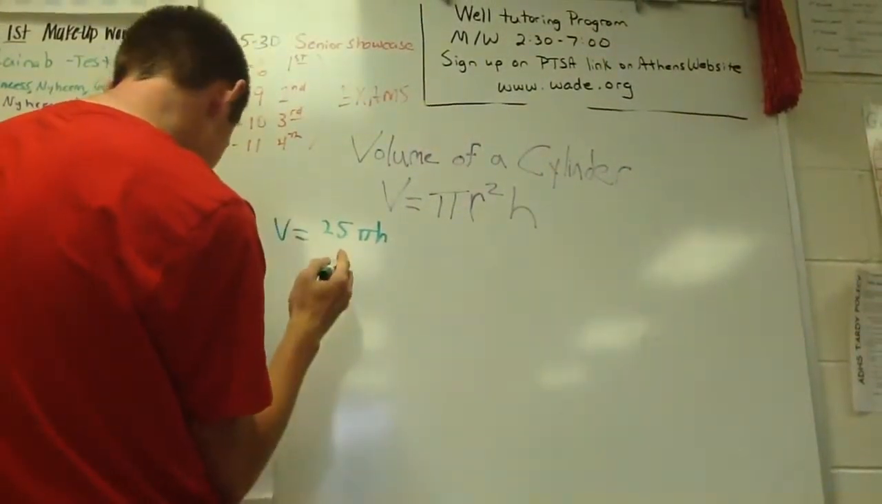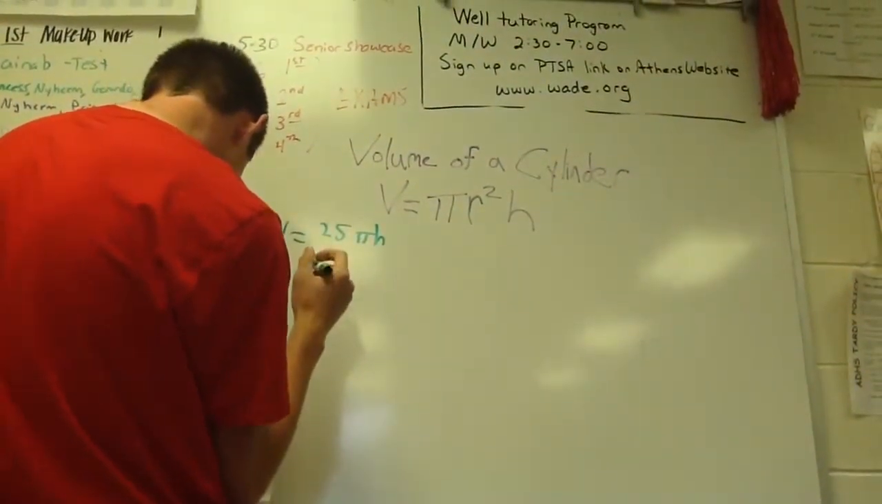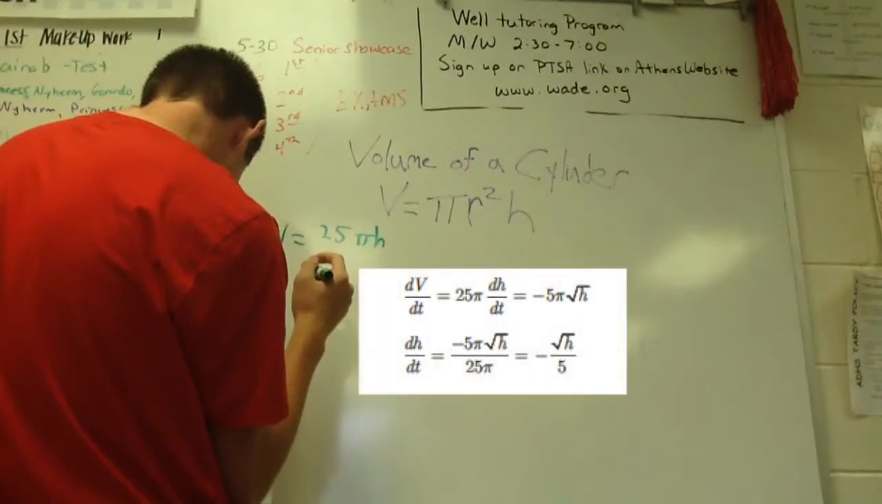If I was to derive that, or no, it doesn't equal that. Wait, does it? Actually, what he meant to say was that you derive both sides, so then you have the derivative of the volume equal 25 pi times the derivative of the height equals -5 pi times the square root of the height, which was shown earlier in the problem. Then you have dh over dt equals -5 pi over the square root of the height over 25 pi, which is equal to negative square root of h over 5.